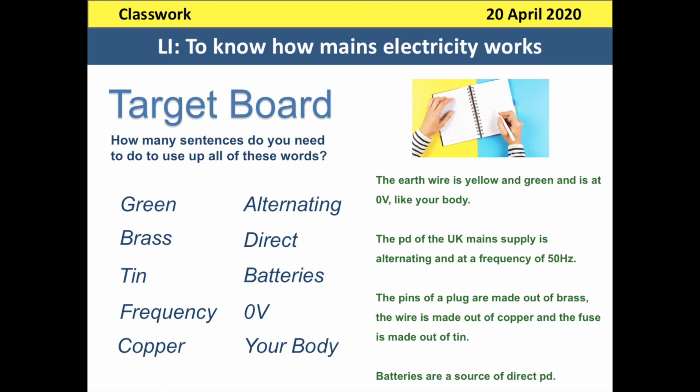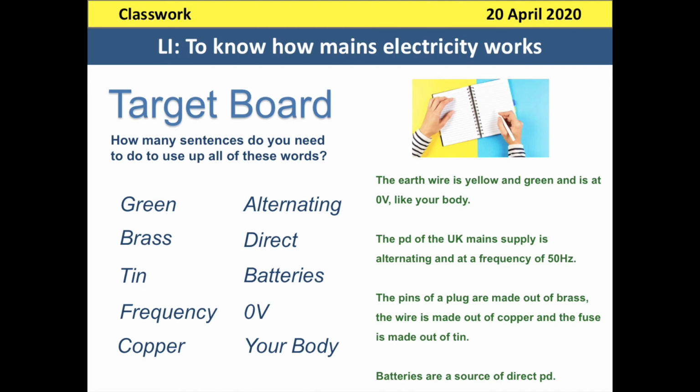The earth wire is yellow and green, so I've got the word green in, and it is at 0 volts, that's the second one, like your body. That's 3. I'm quite pleased with that one, to get 3 keywords into one sentence. My second one was that the PD of the UK mains supply is alternating, there's the 4th word, and a frequency, 5th word, of 50 Hz.